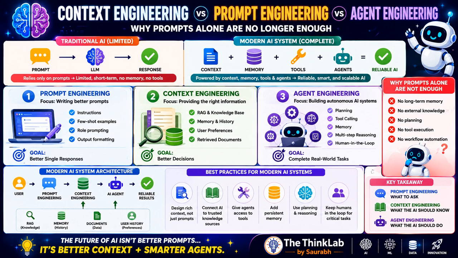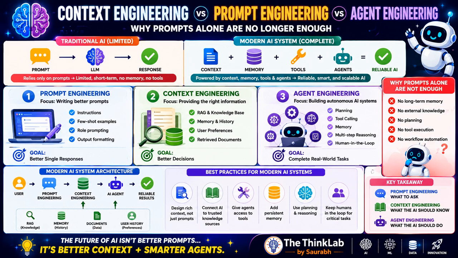So in today's video, we are going to discuss one of the hottest topics in artificial intelligence. That is context engineering versus prompt engineering versus agentic engineering. If you have been working with ChatGPT, Claude, Gemini, or any other large language model, you have probably heard the term prompt engineering. But in 2026, the AI industry is rapidly changing beyond the prompt. Today we will understand why prompt alone is no longer enough, and we will also explore context engineering and agentic engineering, how they differ, and why every AI engineer should learn them. So let's get started.